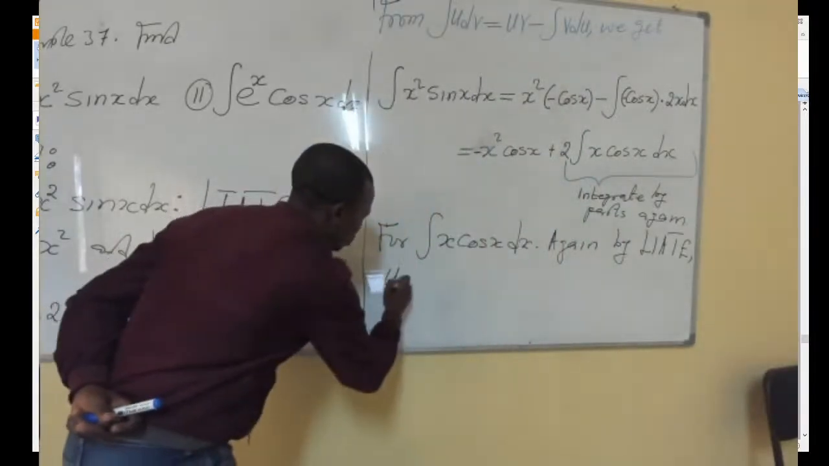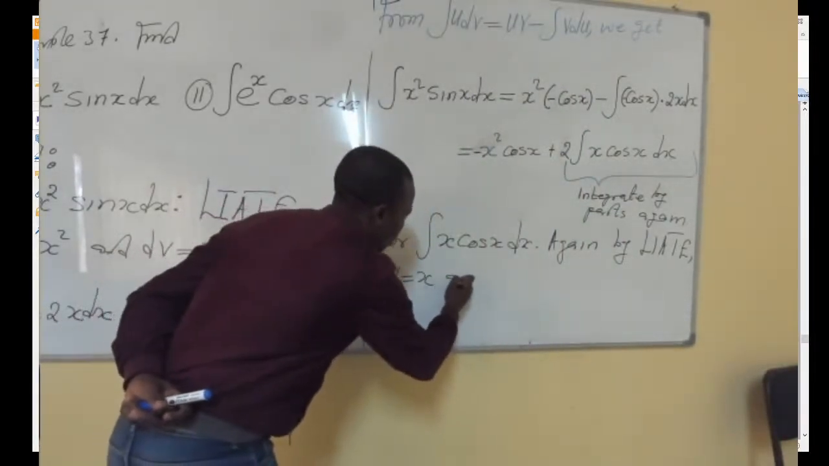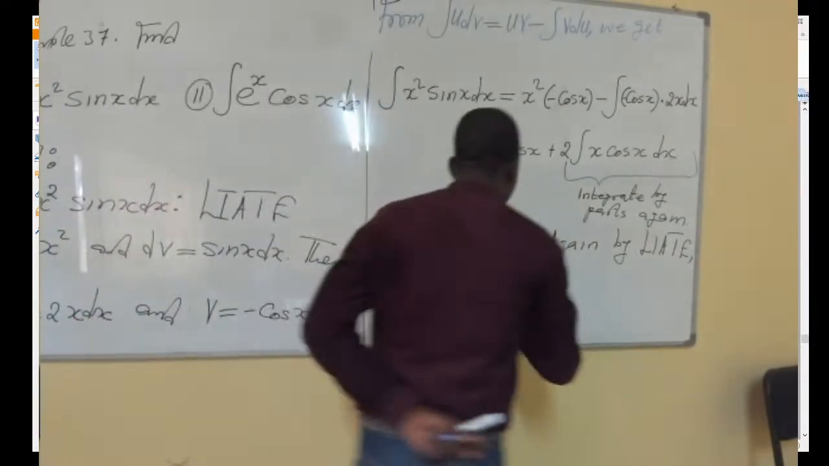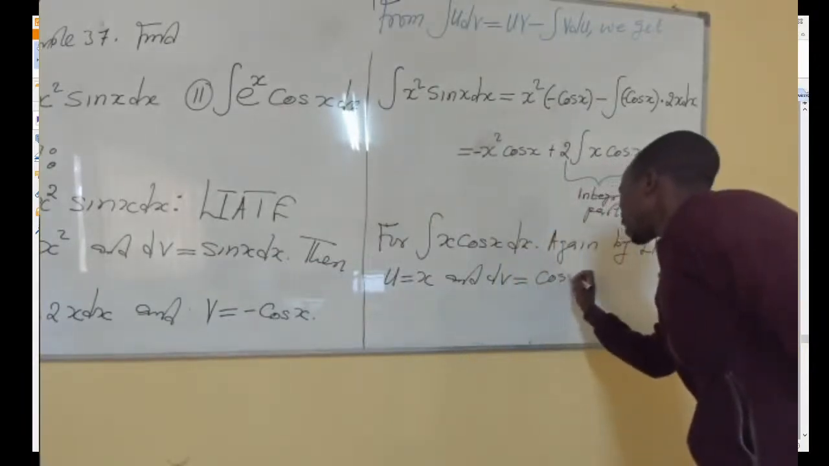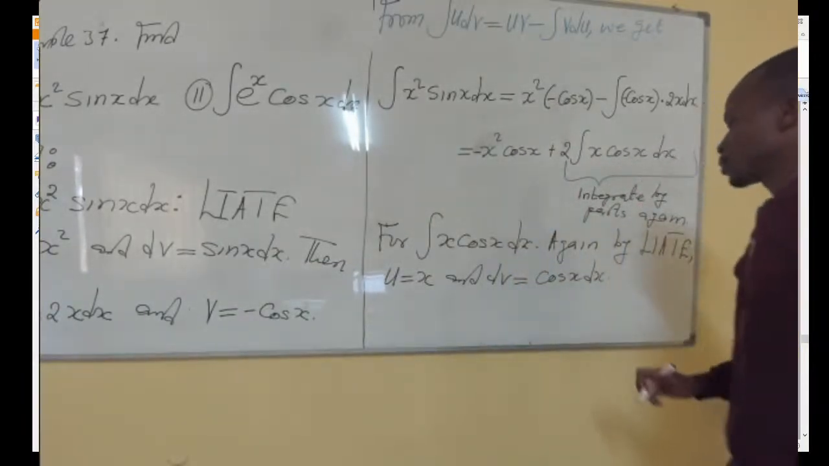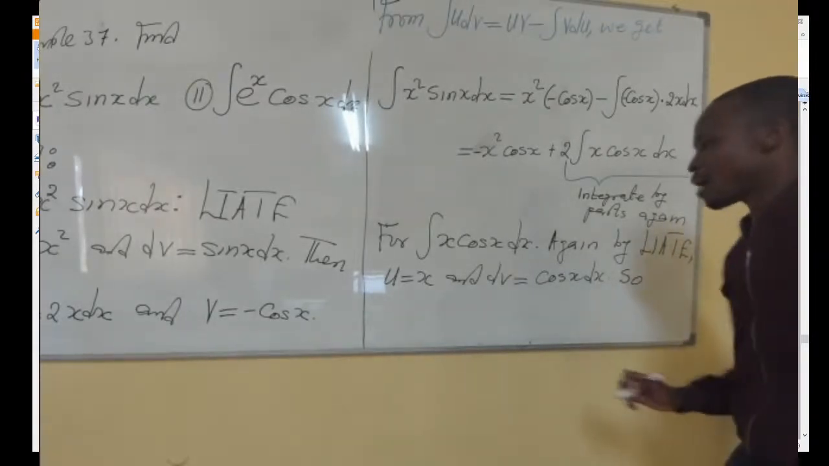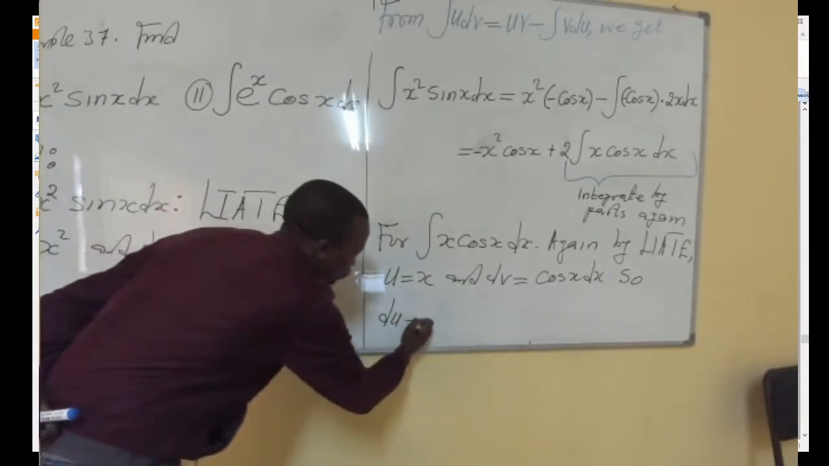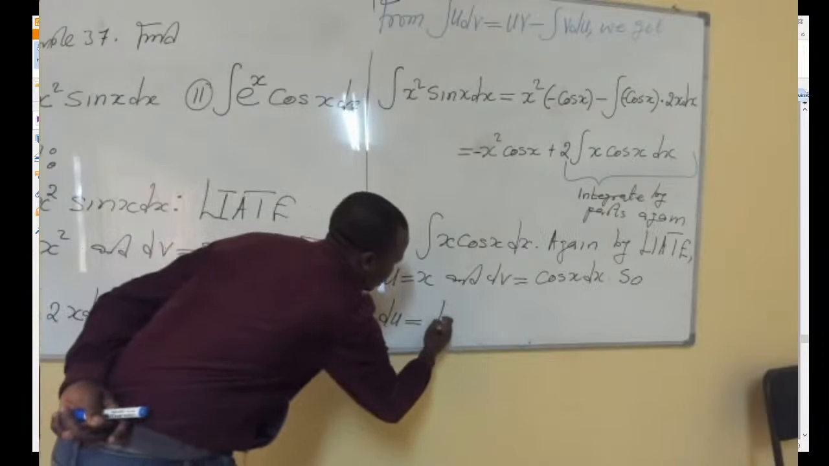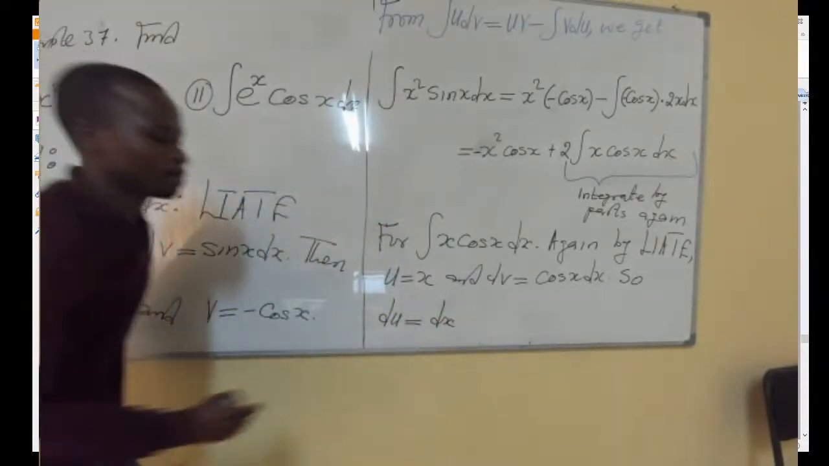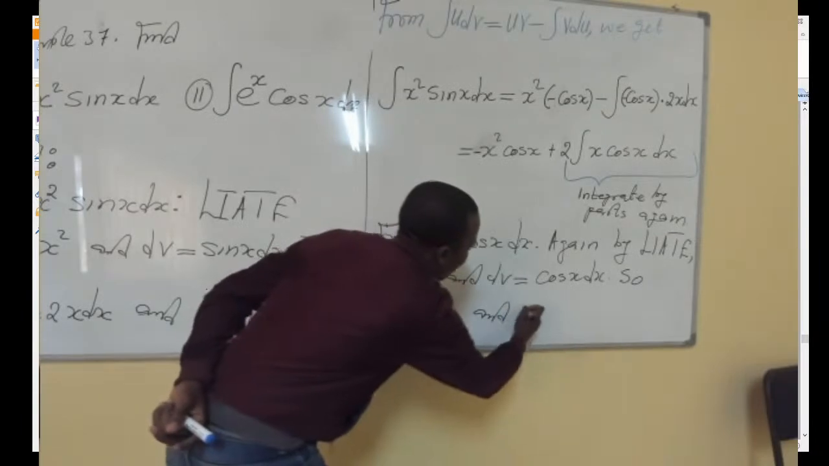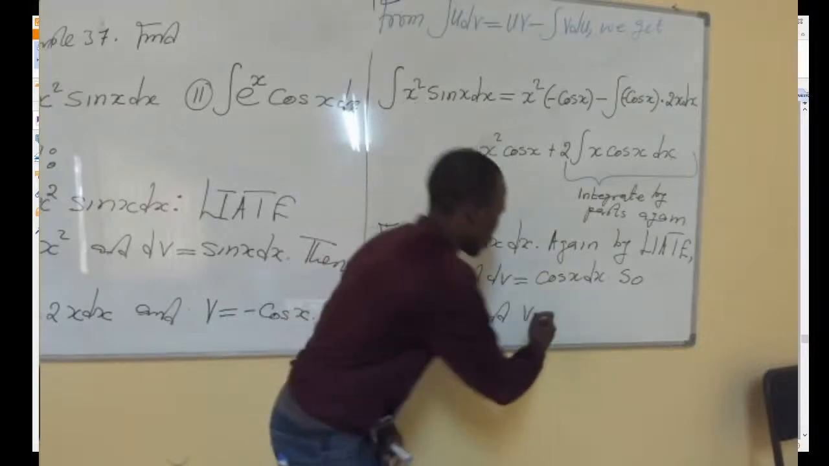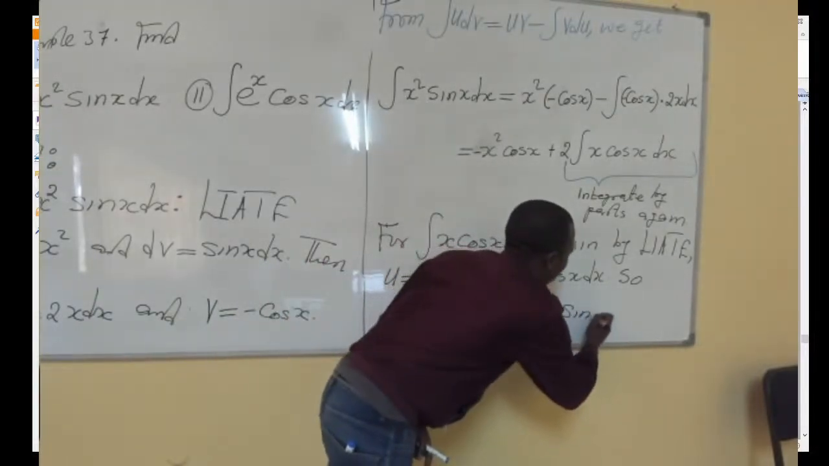our u is equal to x and our dv will be equal to the cosine of x dx. So our du, the derivative of u with respect to x gives us 1, so that when you simplify, our du is equal to 1 dx, and our v, when you integrate both sides of this equation, what you get is the sine of x.